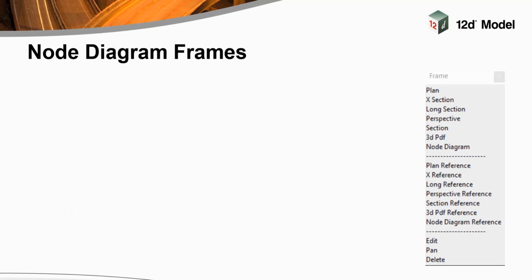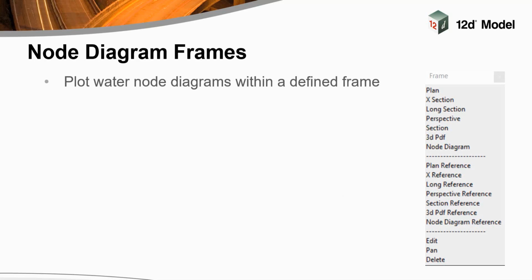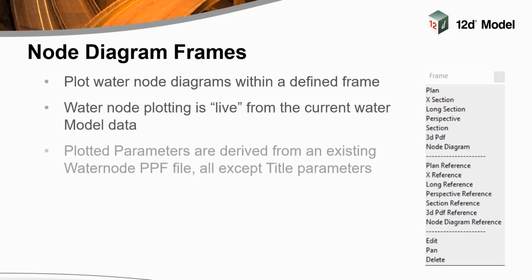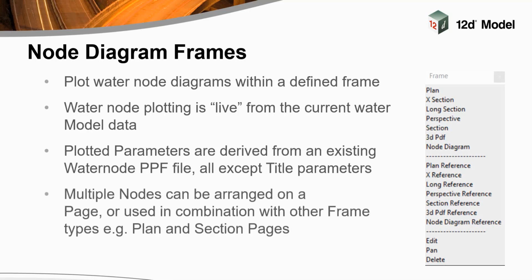And lastly, node diagram frames. These plot water node diagrams within a defined frame on the page. Water node plotting is live from the current water model. The plotted parameters are derived from an existing water node PPF file, again all except the title parameters. And multiple nodes can be arranged on a page or used in combination with other frame types, for example, plan and section pages.